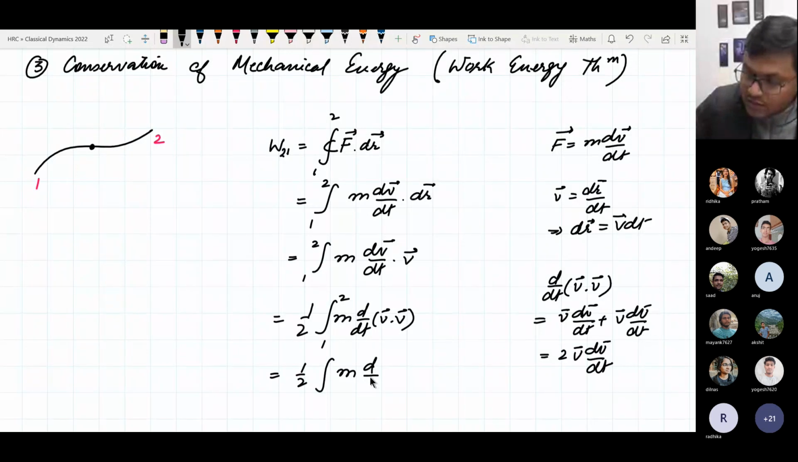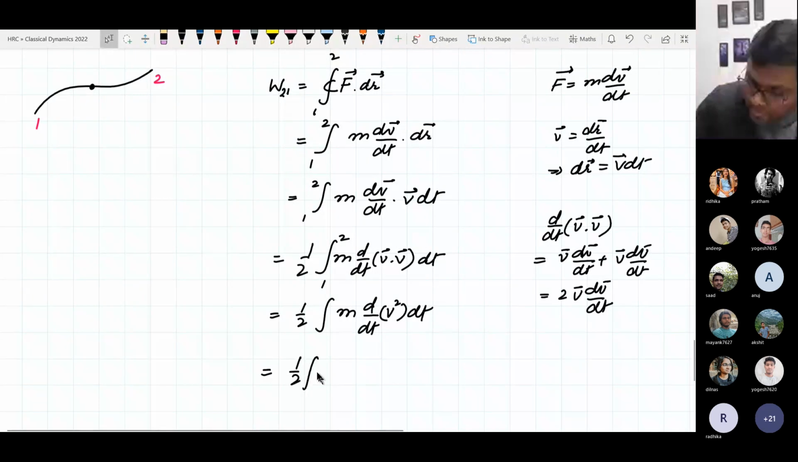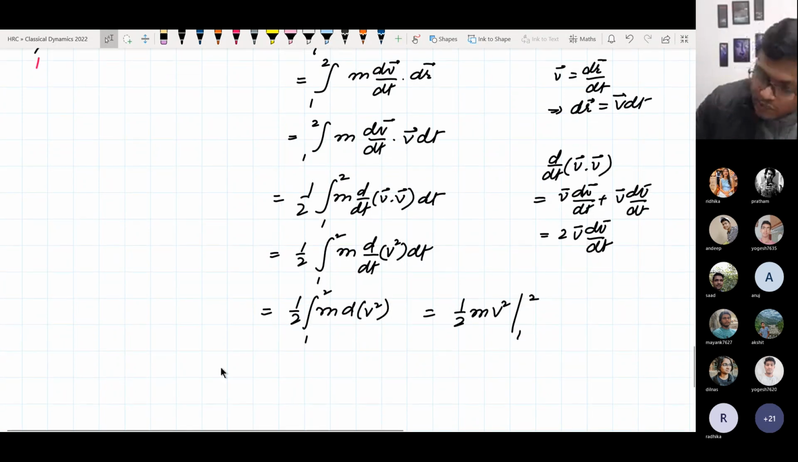नहीं यहाँ पे एक और चीज था ना, v dt था यहाँ पे, सॉरी, v dt, d by dt of v square dt. So therefore this can be written as half m dv square. So this is equal to half m v square between 1 to 2. Therefore, finally we have the work done in displacing a particle from one point to another under the experience of some kind of a force can be written as the difference between the quantity half m v2 square minus half m v1 square.